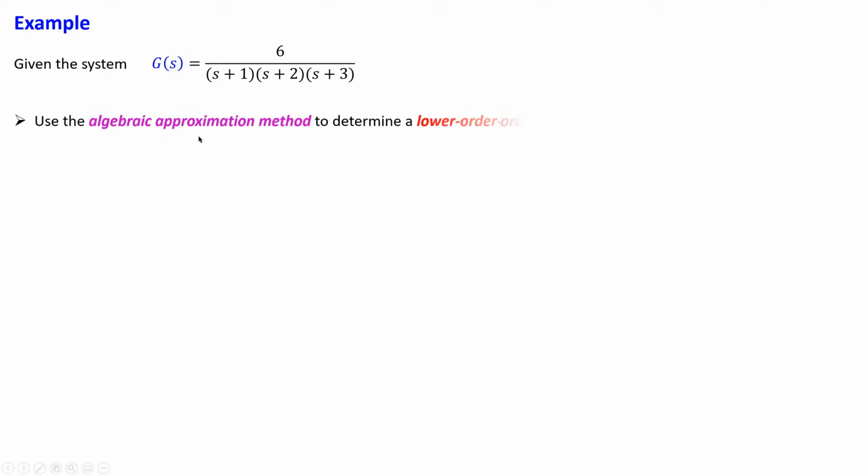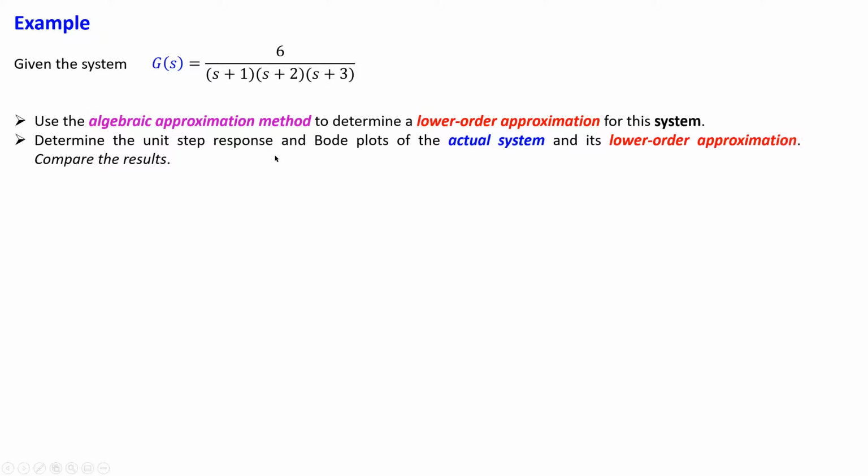What we have is the following system given, which is a third order system. Again, we have the poles at -1, -2 and -3. And the DC gain of this system is 6 over 1 times 2 times 3, so it is just 1. What we want is the following. Use the accurate approximation method to determine a lower order approximation for this system, and also determine the unit step response and the Bode plot of the actual system and the lower approximation, and compare the results. So, let's look at the solutions.